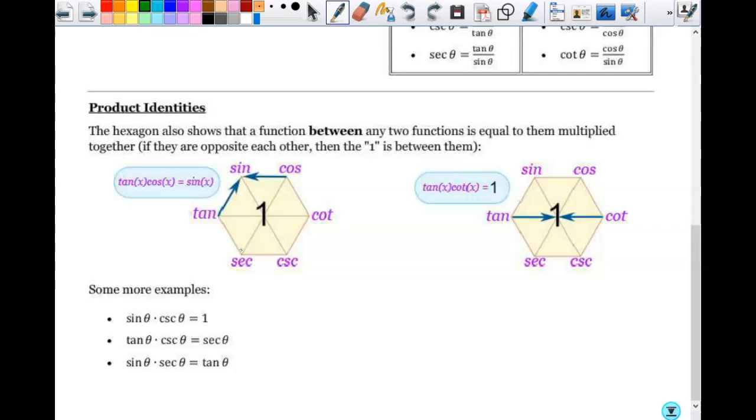Then when they're across from each other, because they are across from their reciprocals, it equals 1. So tangent times cotangent is 1. Sine times cosecant is 1. Cosine times secant is 1. Okay, so just another kind of cool thing about that hexagon. So if you had to know all these, you could just draw your hexagon real quick and you've got all this stuff on there.